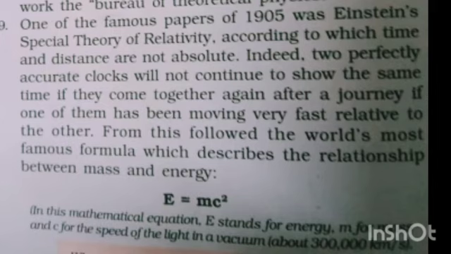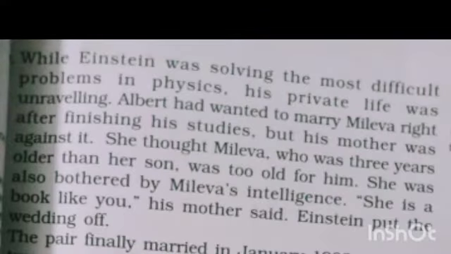Now let's read. One of the famous papers of 1905 was Einstein's special theory of relativity, according to which time and distance are not absolute. Indeed, 2 perfectly accurate clocks will not continue to show the same time if they come together again after a journey, if one of them has been moving very fast relative to the other. From this followed the world's most famous formula, which describes the relationship between mass and energy, that is E equals mc squared. While Einstein was solving the most difficult problems in physics, his private life was unraveling.